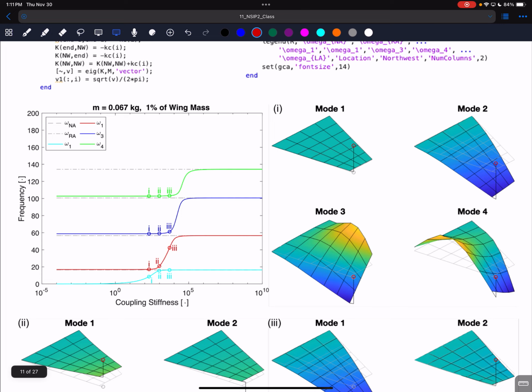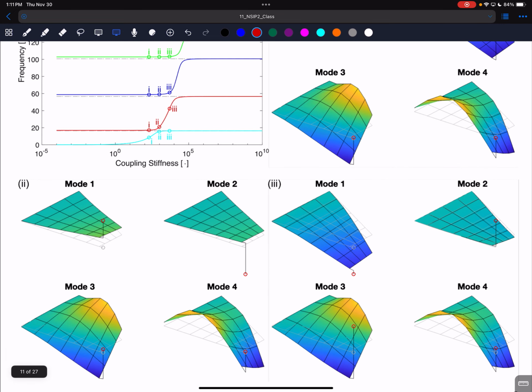If we go to the second point here, we'll see that there's now some mixing that occurs between the first and the second modes in this transition regime. Whereas mode 3 and mode 4 are not affected by this. And then after we go through that transition regime, you'll see here that the first mode is now a first bending mode with some motion in the local attachment, and that second mode is now almost no motion in the wing and a lot of motion in the attachment. So there's this mode switching that occurs based on that coupling stiffness.